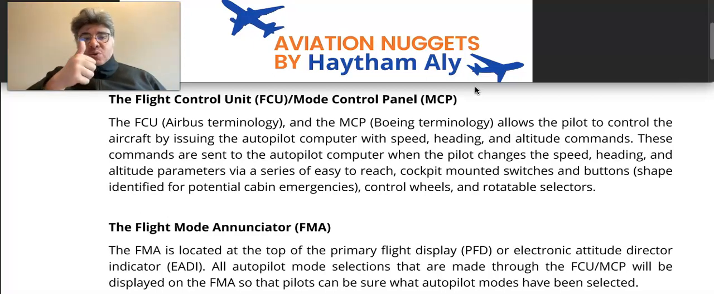It is the FCU, Flight Control Unit, or Mode Control Panel according to the type of the aircraft, the Flight Mode Annunciator, the Autopilot Computer, and the Actuator. Again, the four main components of an autopilot system are the Flight Control Unit, FCU, the Flight Mode Annunciator, FMA, the actuator, and the autopilot computer.